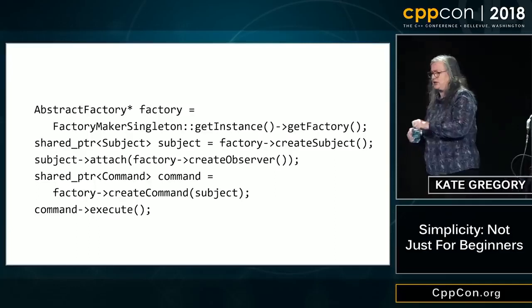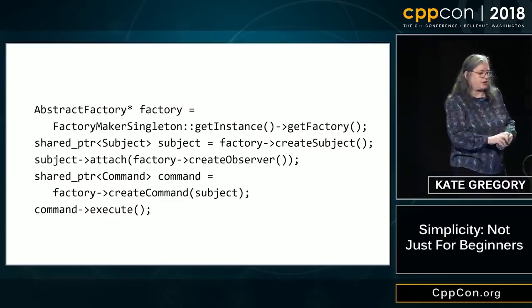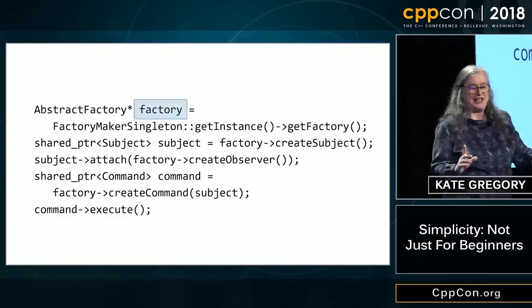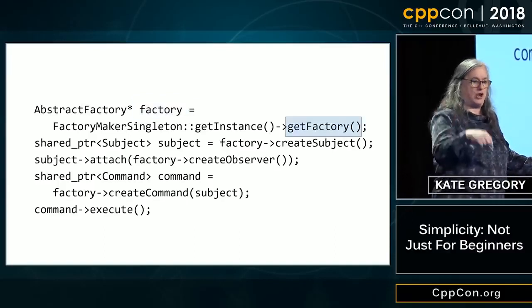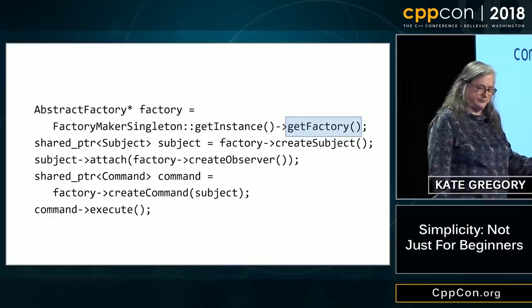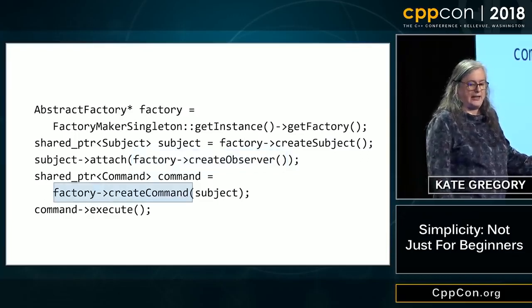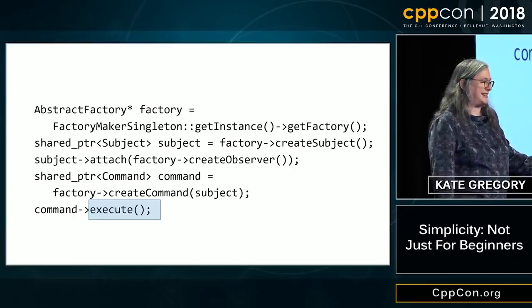And my slides are going to be available, and there's a link in the slides. And I took it and I converted it all to C++, and it works. Okay? Here's what it does. First, you need a factory pointer, which of course you call by getting factory after calling get instance on the factory maker. And then you can create a subject, and then you can create an observer and attach the observer to the subject. And then you can set up a command, because the factory will also create you a command, and then you can finally execute the command, whereupon the program prints out hello world and exits.